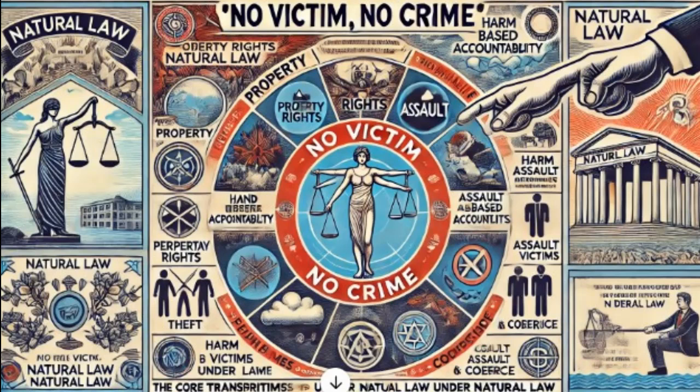Conclusion. The principle of no victim, no crime highlights the importance of harm-based accountability in law, reinforcing individual rights to possess, use, and control property without interference, as long as no harm is inflicted upon others. In an era of increasing enforcement of regulatory and corporate-driven policies, this principle invites reconsideration of true criminality and its implications for personal and property rights.